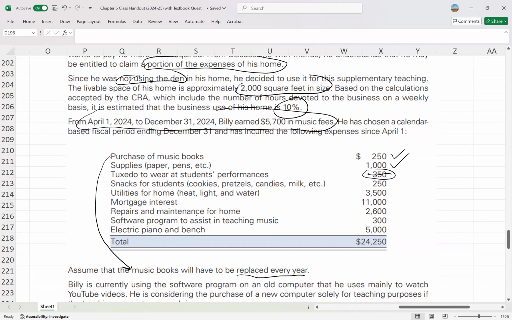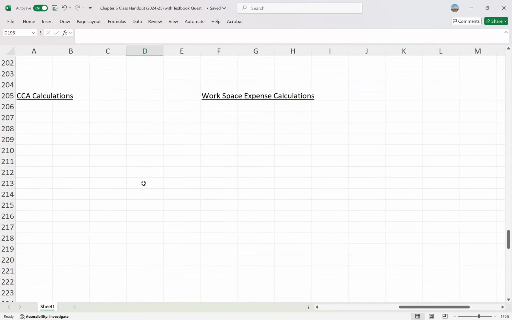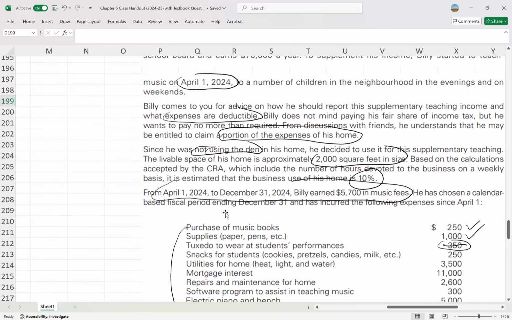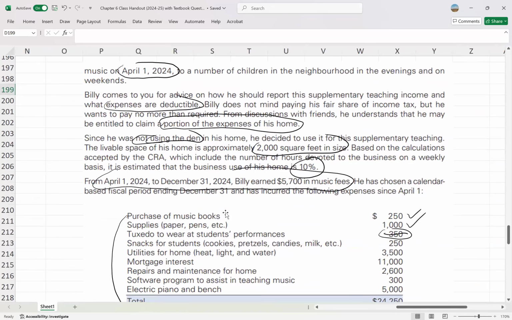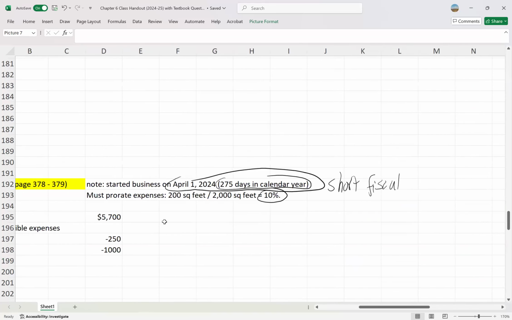So let's start putting down the expenses that he can deduct, the 250 and then the $1,000. So let's put down the 250 first, and then the $1,000. And then let's move on to the next one. The next one is the snacks. So the snacks for students total 250. If you think about the snacks, the students are his clients. So basically, this is just meals and entertainment for his clients. And so we said with meals and entertainment, only 50% are deductible. So let's take 50% of the 250 and we'll put that down here.